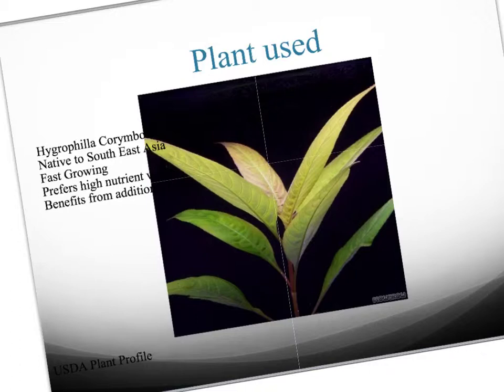So the plant we're using is Hygrophila carambosa. It's native to Southeast Asia. It's really fast growing, so that guarantees it'll be photosynthesizing at a significant rate. It prefers high nutrient water, which means that various impurities that might be contained by our water will not harm it seriously. And it benefits from additional carbon dioxide, which again guarantees that we'll have a significant photosynthesis rate. And this plant is definitely suited for this task.